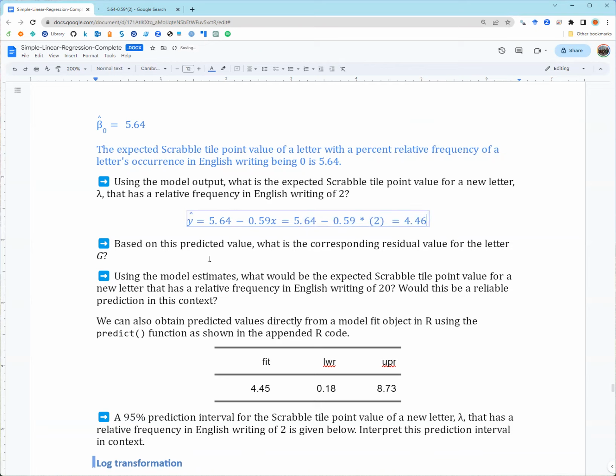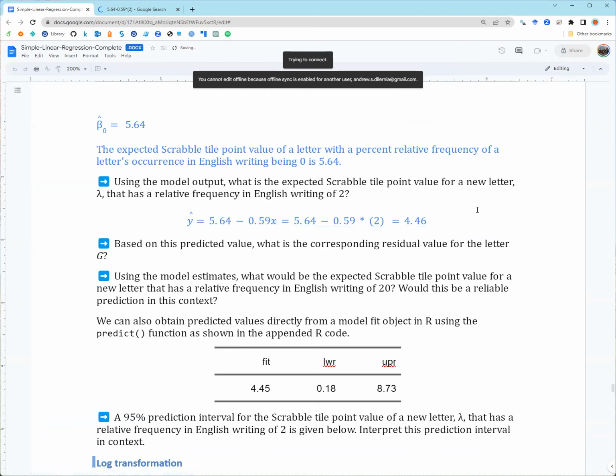Okay. So we can obtain a predicted value like this by using the estimated regression equation ourselves. But note that we can use R to calculate predicted values for us. Like in this table down here, that's the predict function.